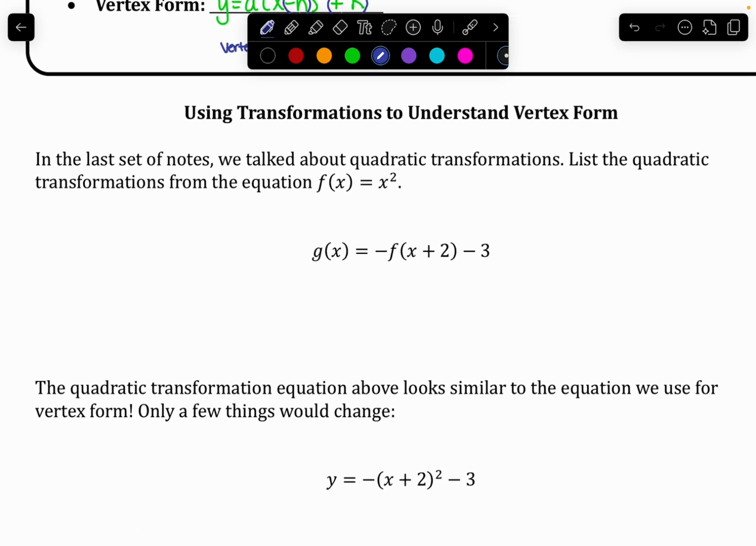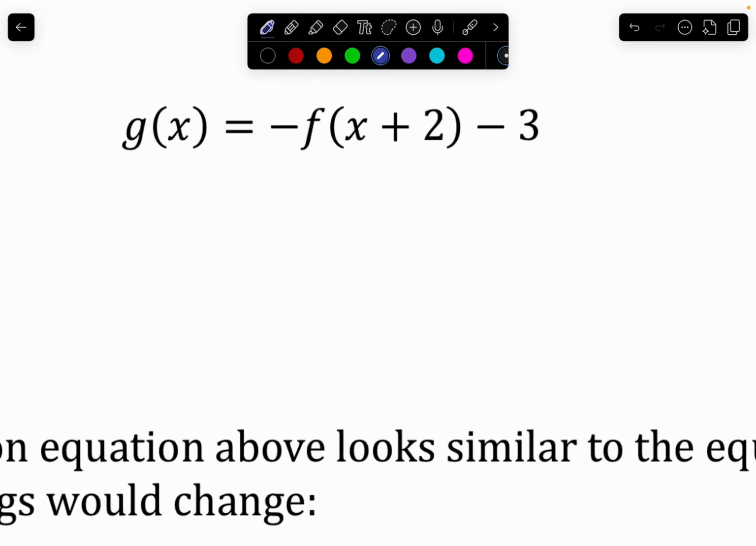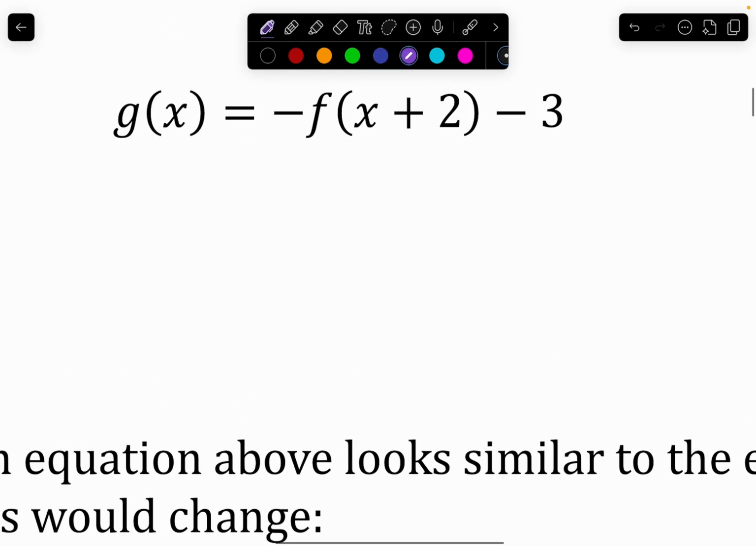So in the last set of notes, we talked about quadratic transformations. List the quadratic transformations from this equation. So here we have just a transformation equation. Remember that this thing right here determines if your graph has been reflected. This is an x-axis reflection.